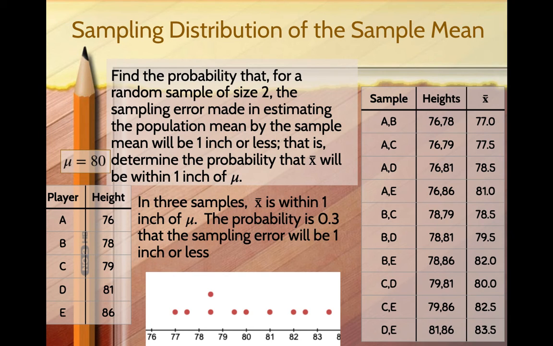So I give myself a kind of a range. I want to be within 1 inch. If I look within 1 inch of 80, that would be 79 to 81. I see 3 out of the 10 samples will give me that. So the probability is 0.3 that my sampling error will be 1 inch or less by picking 2 of the players at random. Still not great, huh?